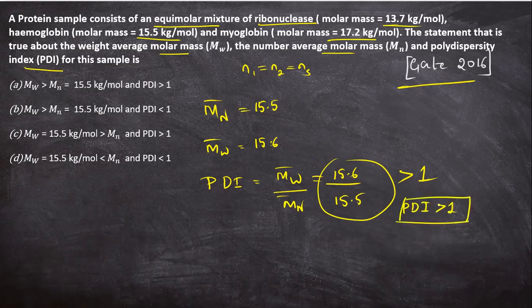So let's see the options. Mw is greater than Mn, Mn is equal to 15.5 kilojoule per mole, and PDI is greater than 1. This is correct, right? Yes, Mw is greater than Mn, the Mn value is 15.5, and PDI is greater than 1. So option A is correct. Clear? So this completes it. There are some other questions; let's see those in the next class.